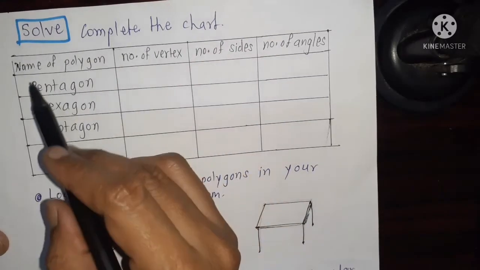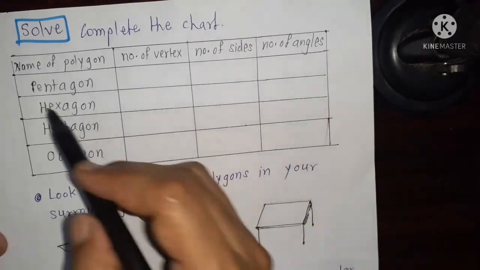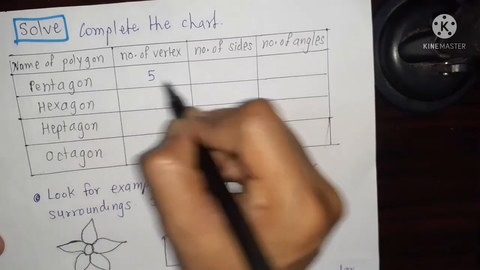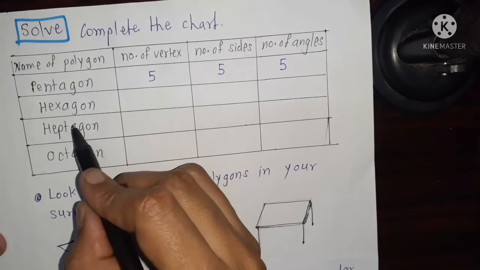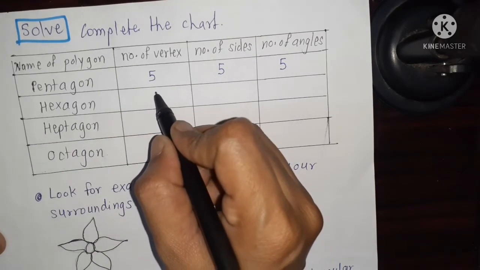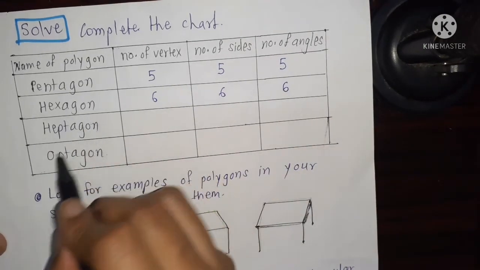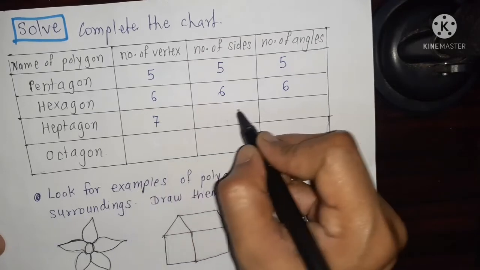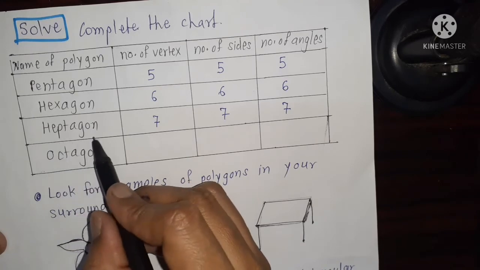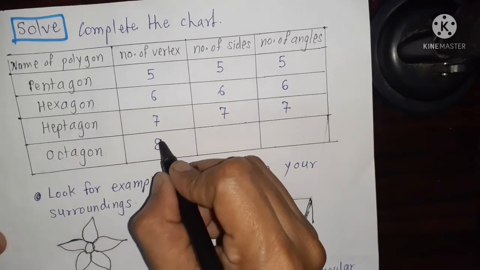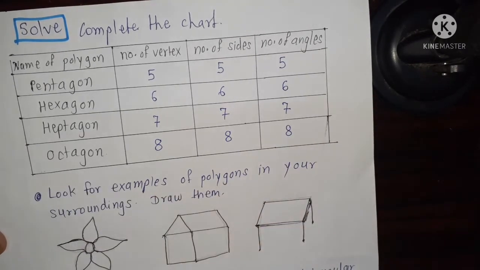Complete the chart. Name of the polygon, number of vertices, number of sides, number of angles. Pentagon: number of vertices 5, number of sides 5, number of angles 5. So it is called a pentagon. Hexagon: number of vertices 6, number of sides 6, number of angles 6. So it is called a hexagon. Heptagon: number of vertices 7, number of sides 7, number of angles 7. So it is called a heptagon. Octagon: number of vertices 8, number of sides 8, number of angles 8. So it is called an octagon.